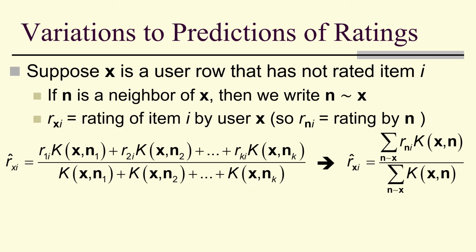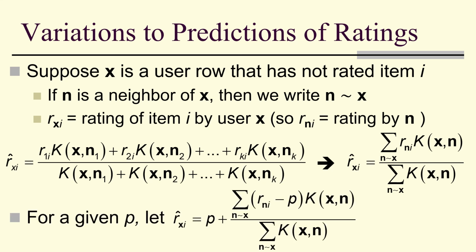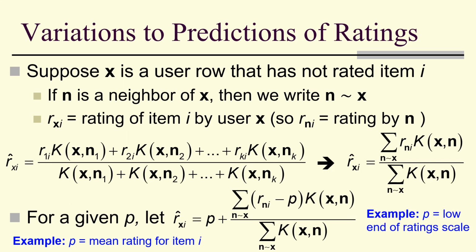So there are also variations on the way we predict ratings. Remember, this is the standard way. But for a given P, you can let the rating prediction be P plus the weighted average of the ratings on the ith items minus P. For example, P could be a mean rating for item I, or it could be the low end of the rating scale.